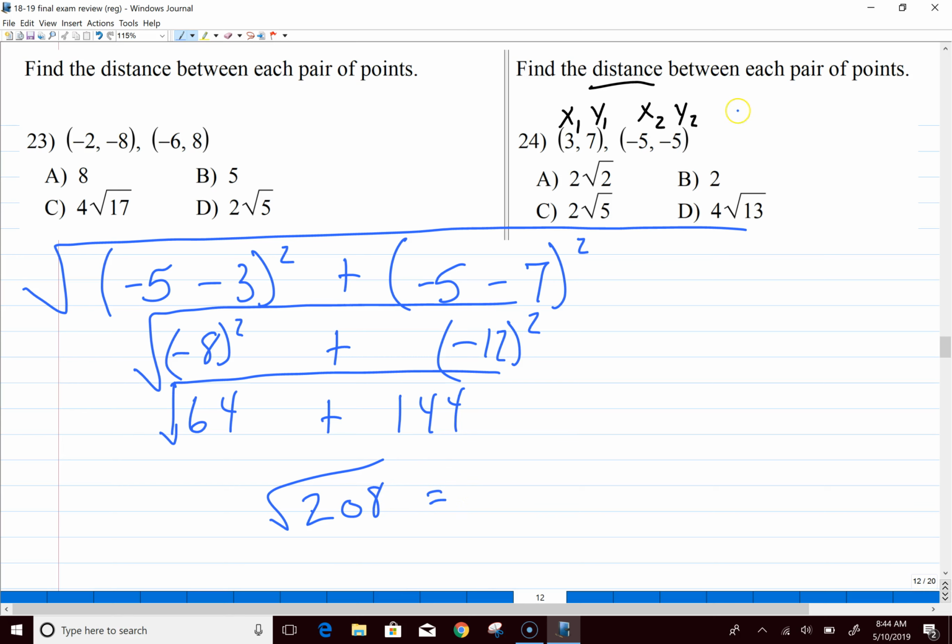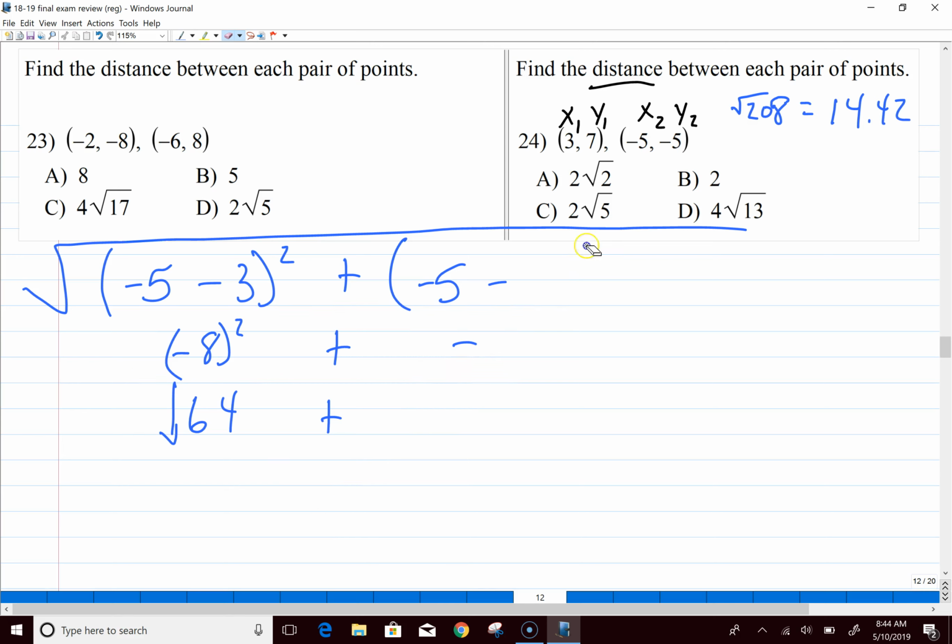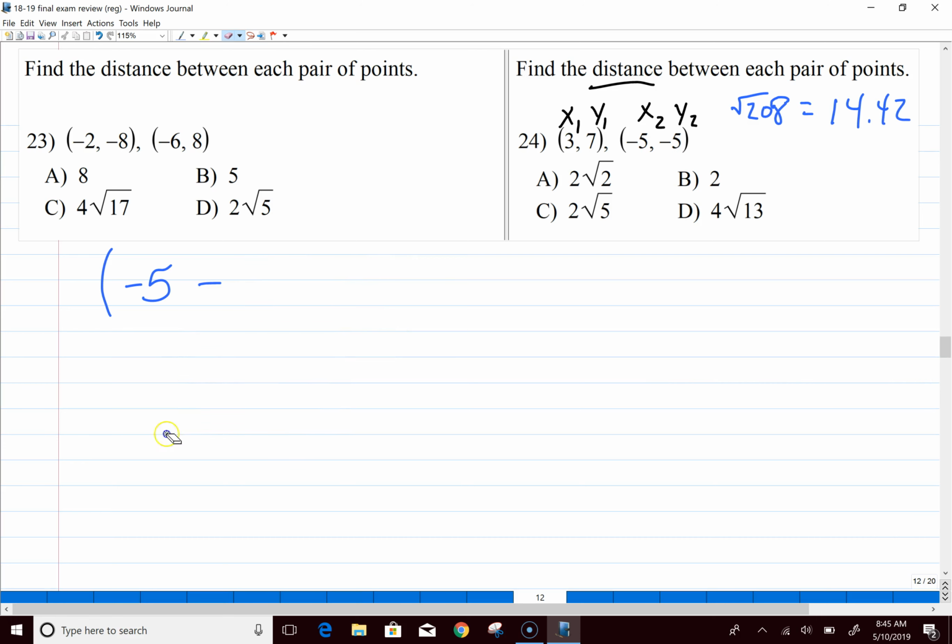I'm going to write it over here. The square root of 208 is 14.42. Which one of these gives you 14.42? Put them on the calculator and see which one gives you 14.42 when you're done.